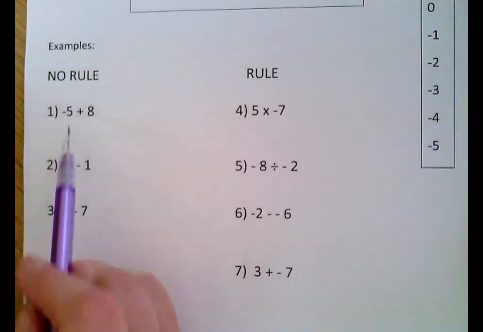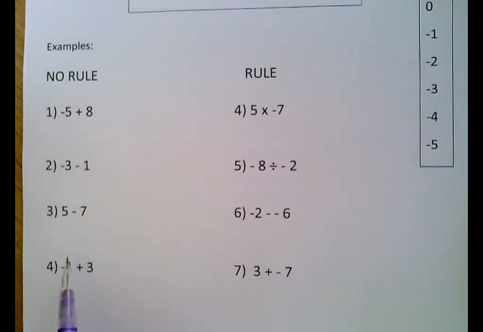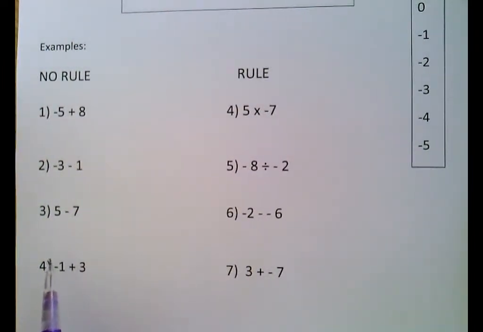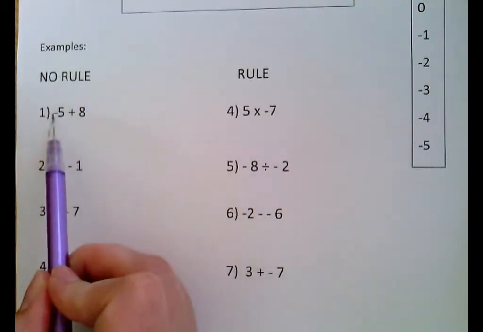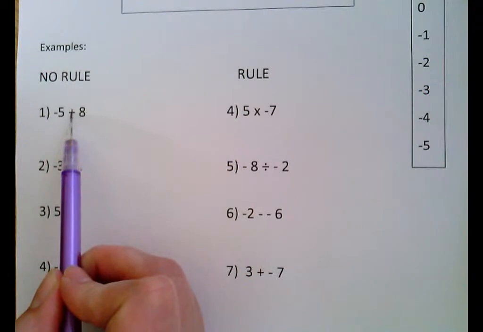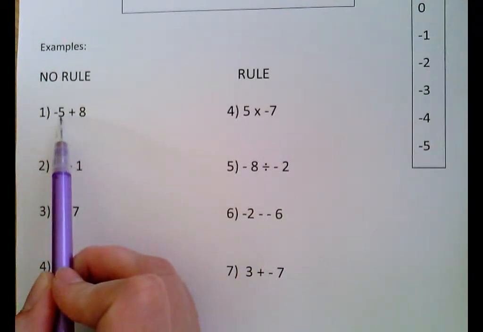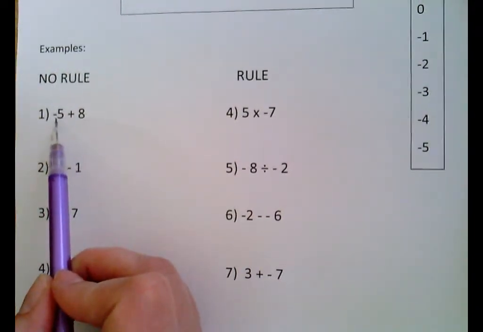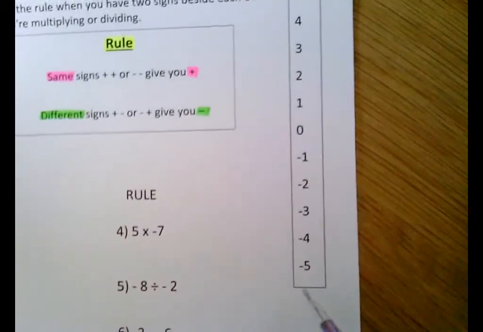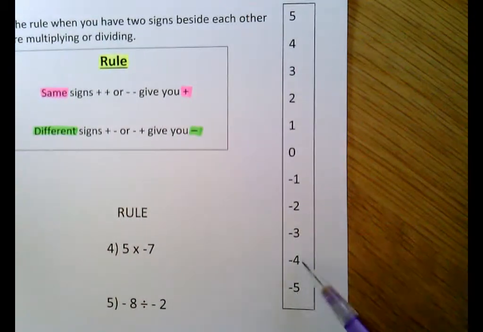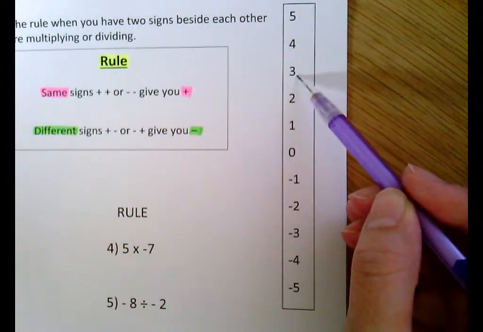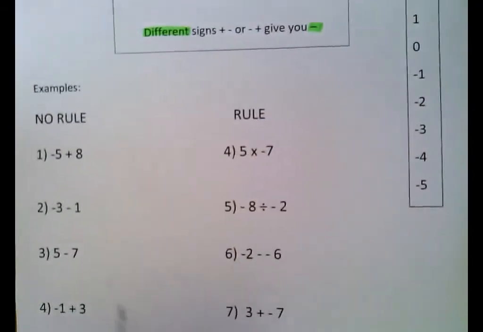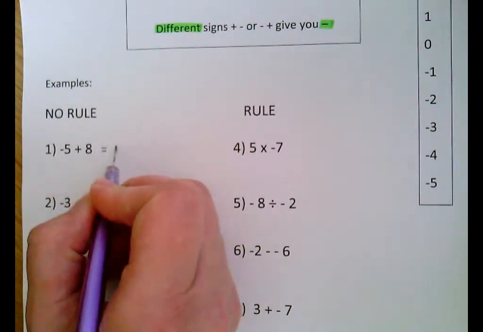So these examples here are ones where you would not use the rule, you would just go up or down your number line. So -5 up 8. I don't use the rule because the negative and the positive signs aren't right beside each other. There's a 5 stuck in between them and you're not multiplying or dividing. So if I go over here to -5 and go up 8, so 1, 2, 3, 4, 5, 6, 7, 8, I end up at 3, a positive 3. So my answer here is 3.